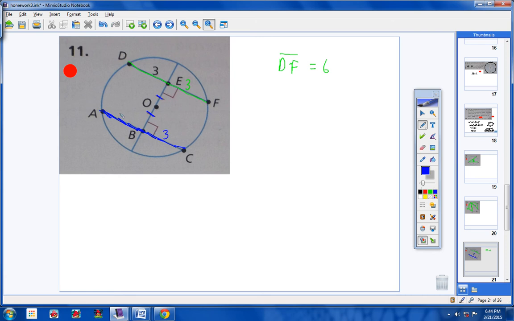How do I know that? Because I have a diameter that is perpendicular to a chord. And when a diameter is perpendicular to a chord, it cuts the chord in half. So this right here, AB, is going to have a length of 3. Alright? A length of 3. Moving on to number 12.